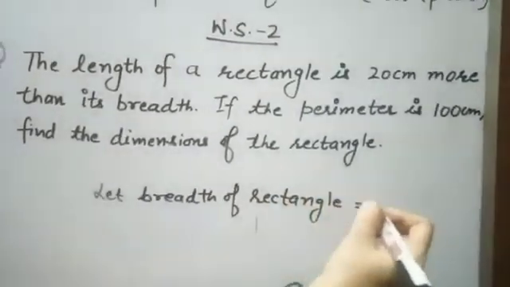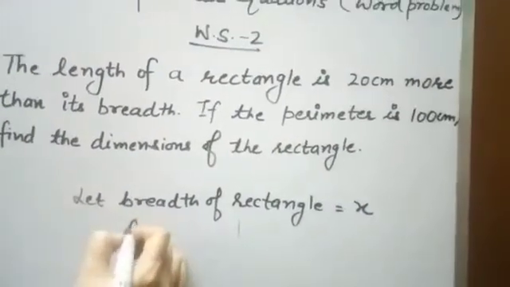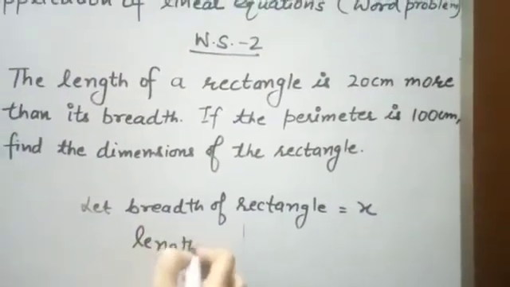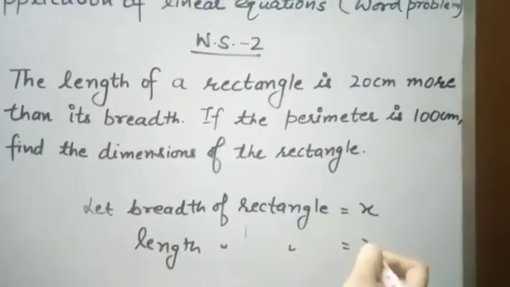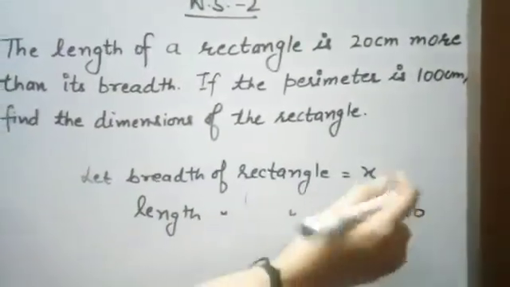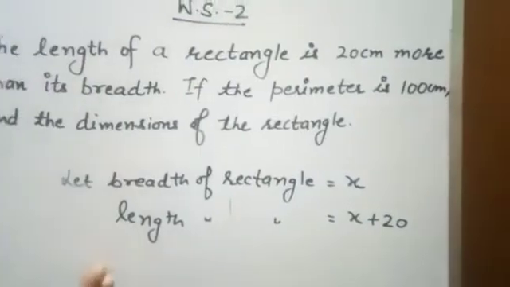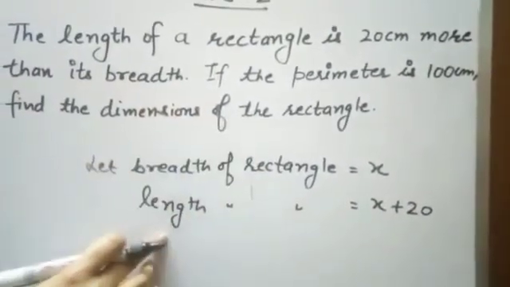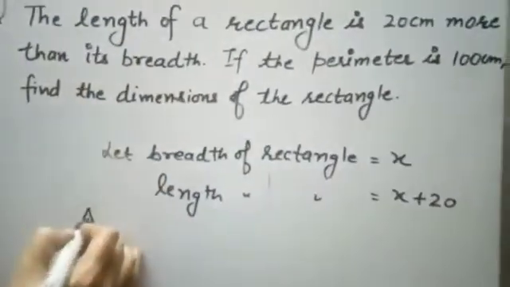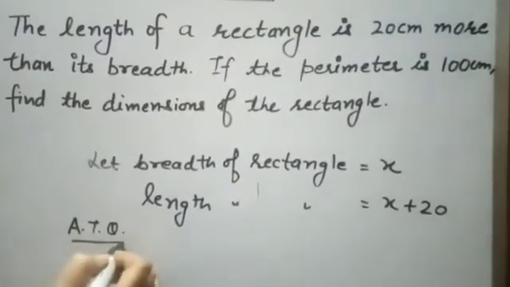We have taken x. Now if the breadth is x centimeter, then the length of the rectangle must be x plus 20. Whatever the value of x, the length is 20 more. So x plus 20 will be the length of the rectangle. And now we have to form the ATQ. What is given to us?